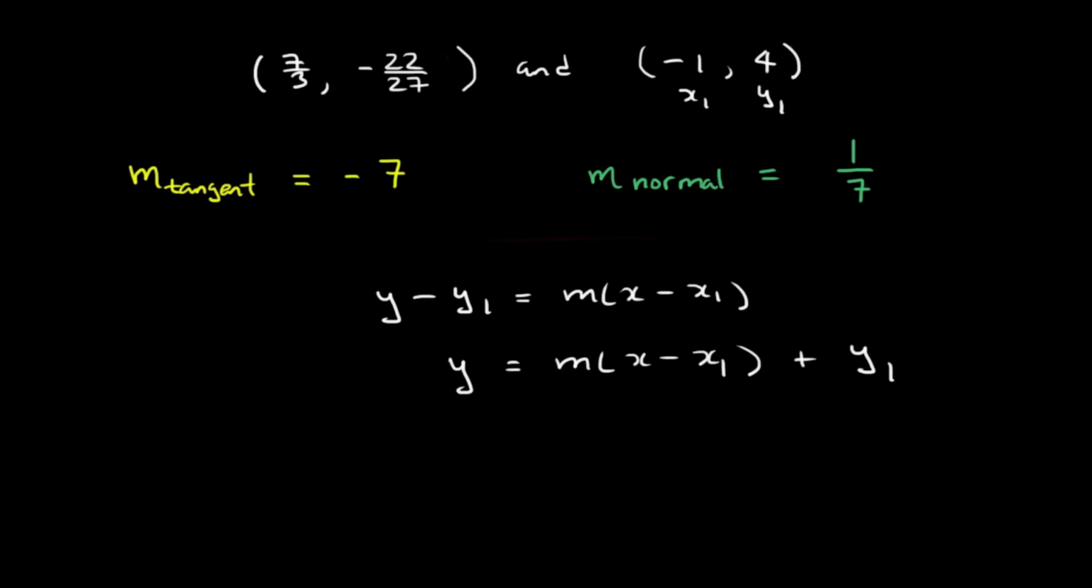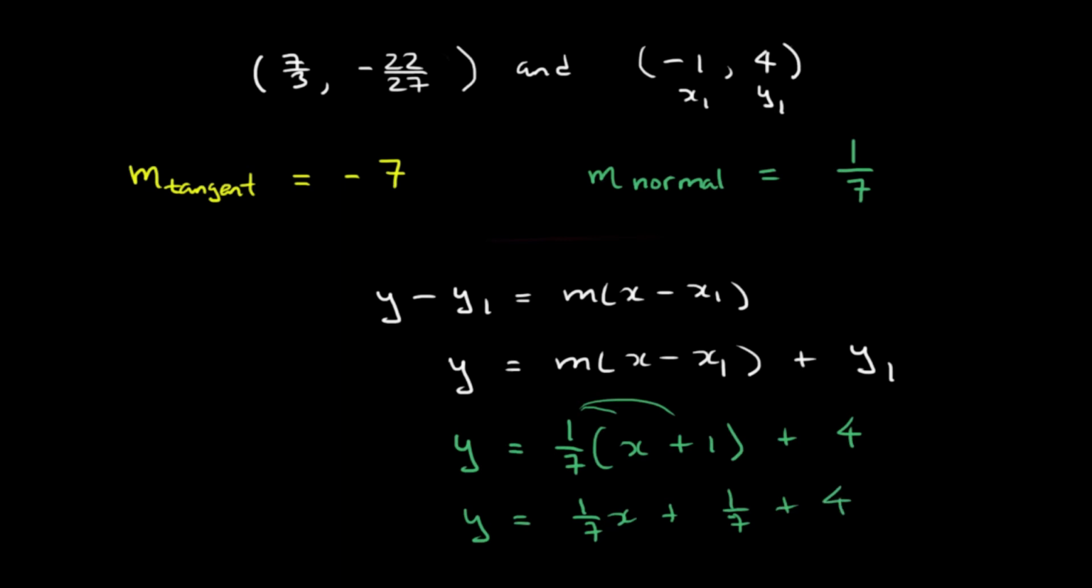So let's write our first normal line. Maybe we'll do this one in green. This is the equation of the normal line using the ordered pair negative 1 and 4. We're going to use the slope of 1/7. And it's going to be x minus x1, which will be plus 1, and then we have to add on 4. So a little bit of work here: 1/7 x, we'll expand this out, and then we'll have plus 1/7 plus 4. Of course that's 4 1/7, a mixed fraction, if you're adding that to the integer 4.